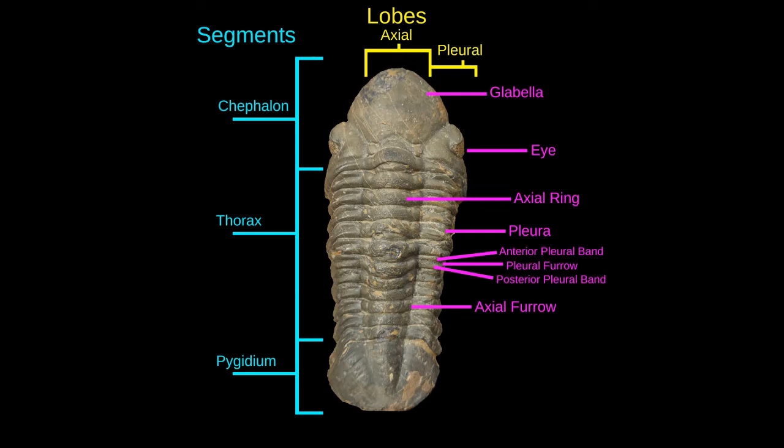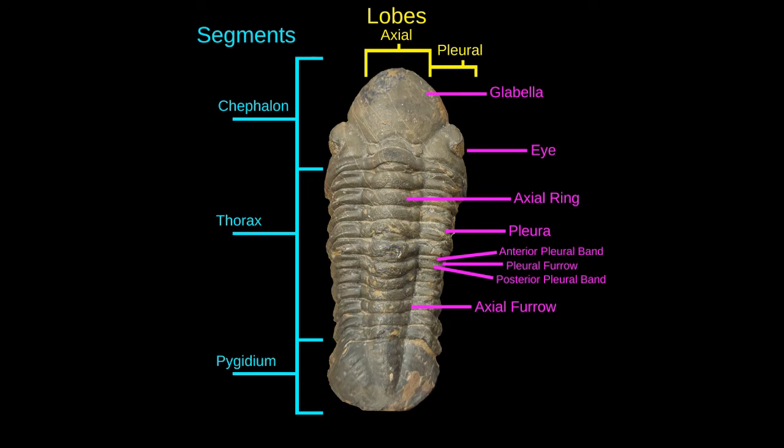Not pictured here, but discussed during today's sketching session, the anterior ends of the pleura form concave surfaces called articular facets that would have allowed the pleura to move over each other as the trilobite moved through its environment, or in some cases curled up into a ball defensively like some modern woodlice.